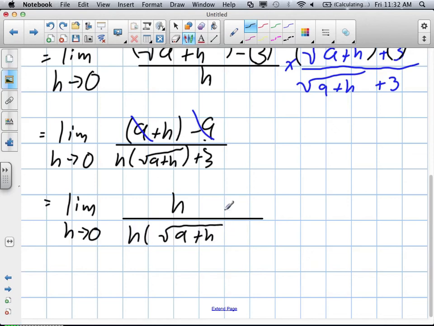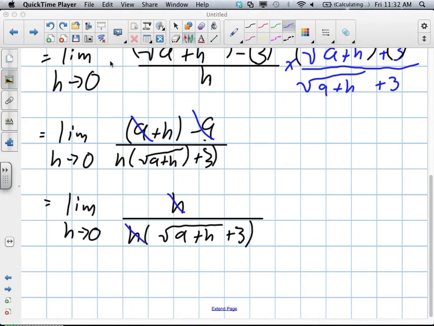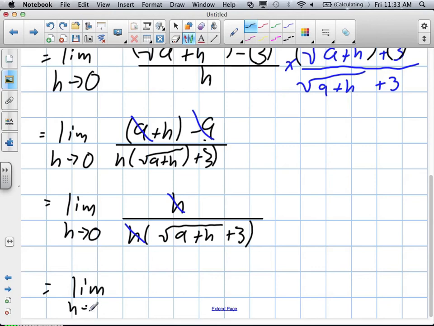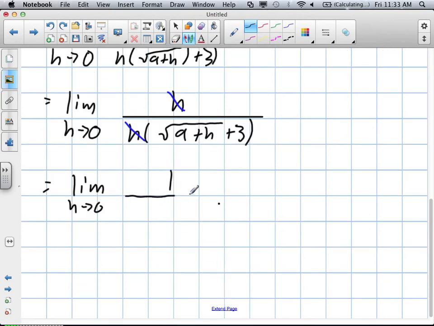We can now eliminate our h's. We've eliminated both of our h's, and we're now left with the limit of h as it approaches 0. Our simplified form is 1 over root 9 plus h plus 3. We're down to one variable in a simplified version.